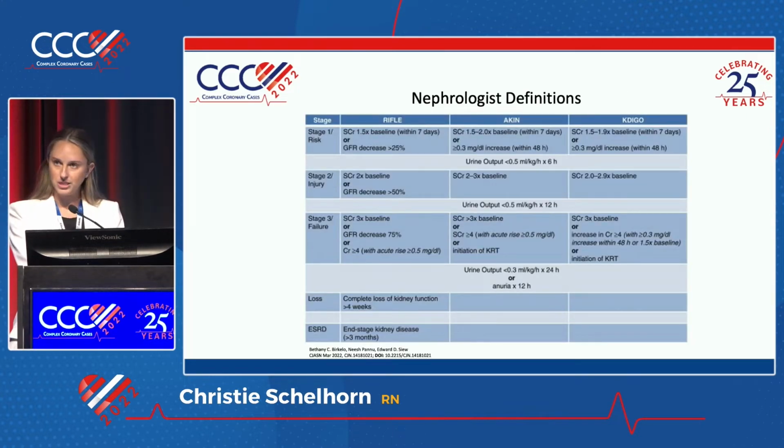So to define it in even more detail, these are the current definitions and classifications that the nephrologists use. As you can see, all are very similar, but stage one is a serum creatinine increase 1.5 to 2 times the baseline. Stage two is a creatinine increase 2 to 3 times the baseline. And stage three is 3 times the baseline. And then you're also looking at your urine output for all of these stages as well. I think the most commonly used of these three is the KDIGO, which is on the right, the Kidney Disease Improving Global Outcomes, but all are very similar in their definitions.